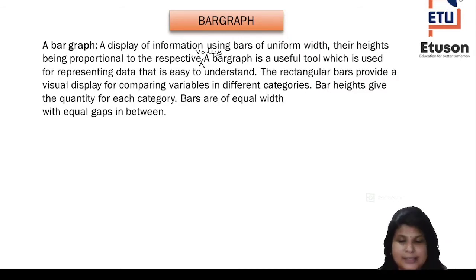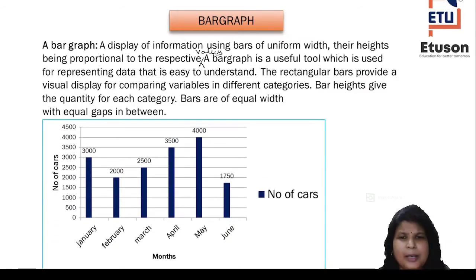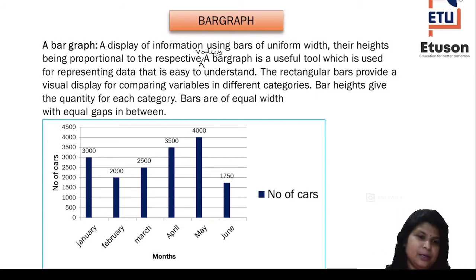So now for example, I have taken one bar graph, the same one, if you remember, for which in the pictograph we showed the table. You remember in January we had manufactured 3000 cars, in February 2000, March 2500, April 3500, May 4000, June. You remember that table we drew for the pictograph. Now here clearly just by observing the diagram you can say that in the month of May it is maximum, that is 4000. In the month of June it is 1750.